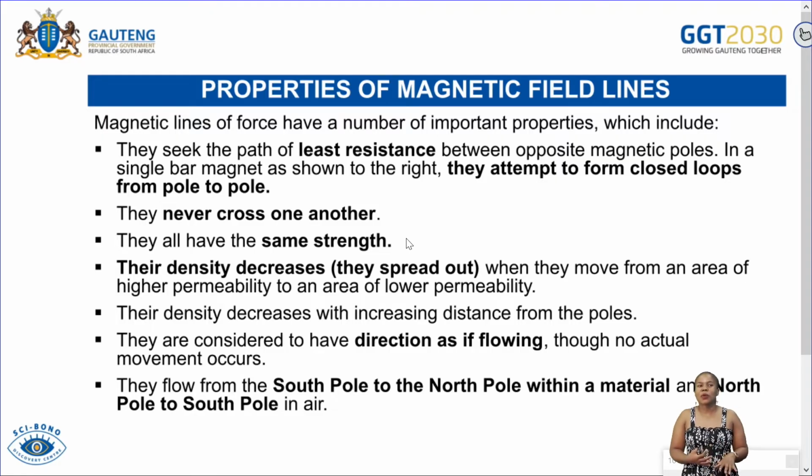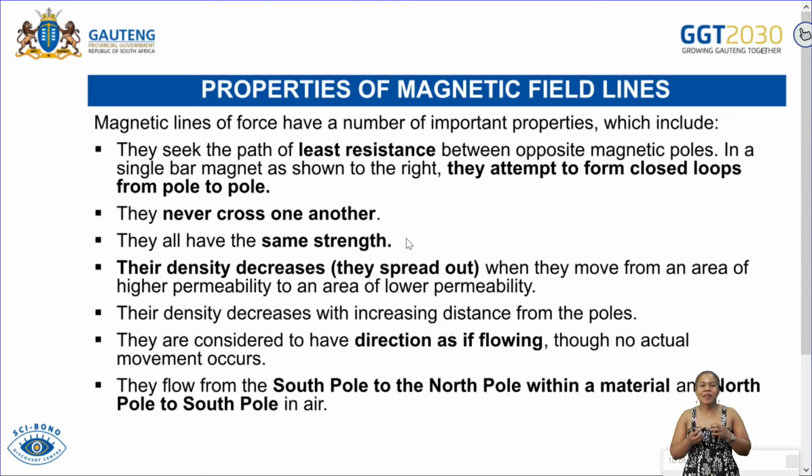Okay, the second one, they never cross one another. All right, they should never cross one another. They all have the same strength. Okay, their density decreases as they spread out. Right, so you'll find that they will be more concentrated at the poles, but as they spread out in the middle of the magnet, then they start being less and less and less.